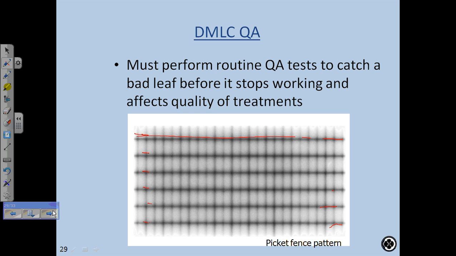And so the idea behind the picket fence test is you want to see a straight line across. If the lines are crooked, it means that the leaves aren't going to the right spot. So this is what most people do for MLC QA.